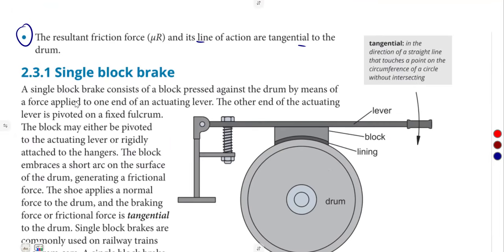Then also, if we are to consider the contact angle of the shoe is less than 60 degrees, so that the normal pressure is what? Is uniform. So you are going to have also the contact angle.